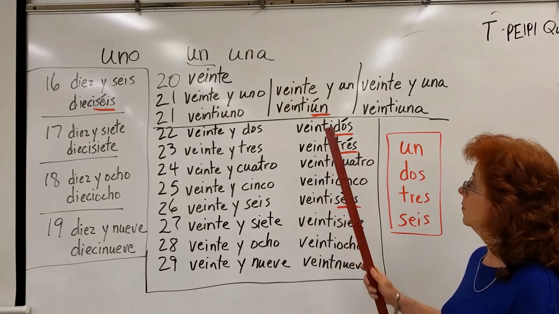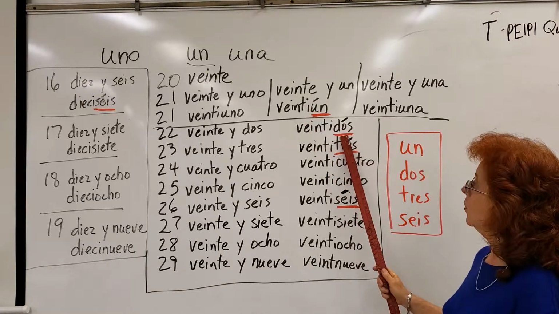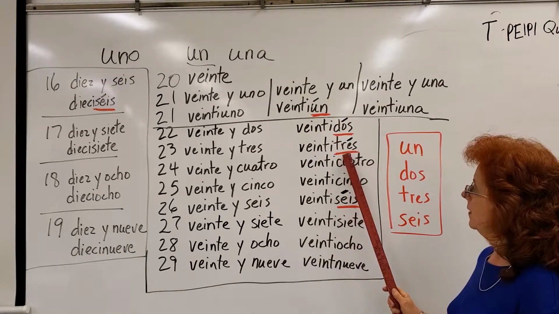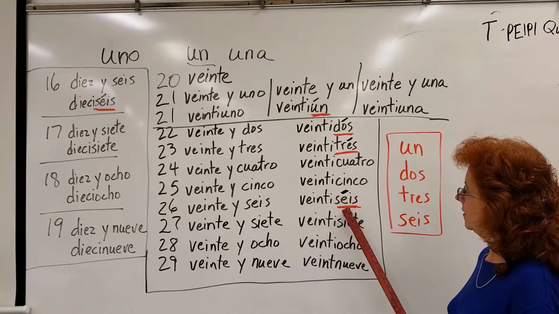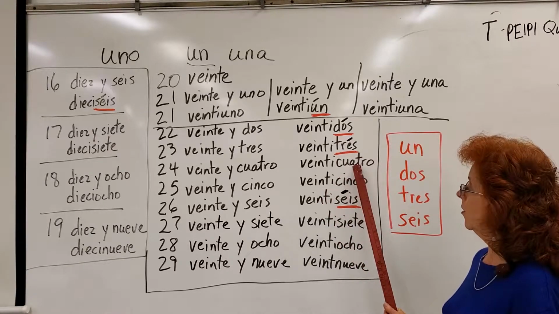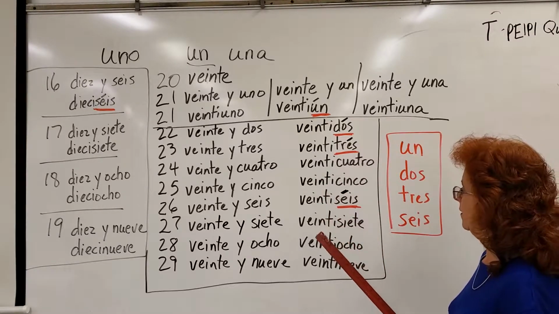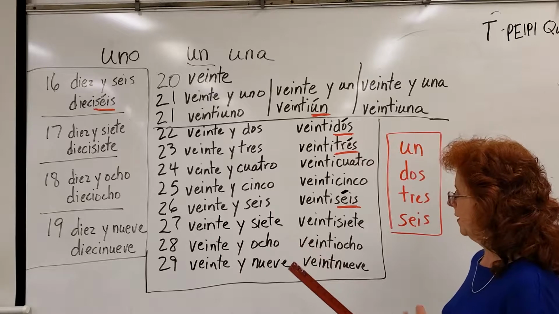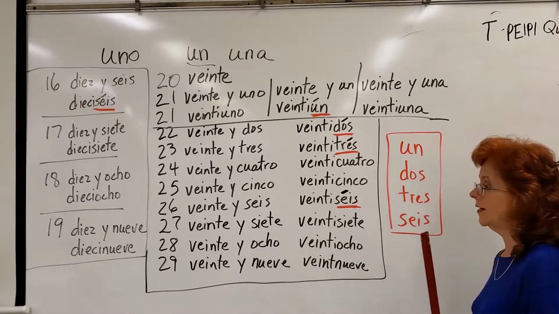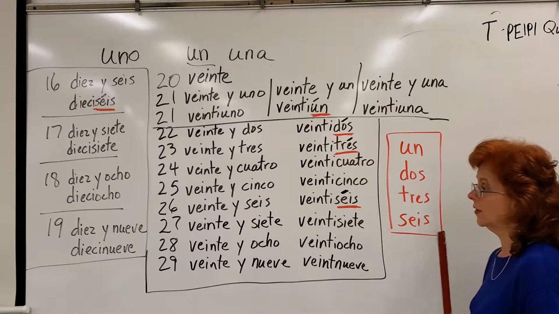It's only one syllable. 21, accent needed. 22, accent needed. 23, 26. But the others, no written accent because they are more than one syllable. 24, 25, 27, 28, 29. The only ones that need an accent are the ones with these four numbers that are attached to it.